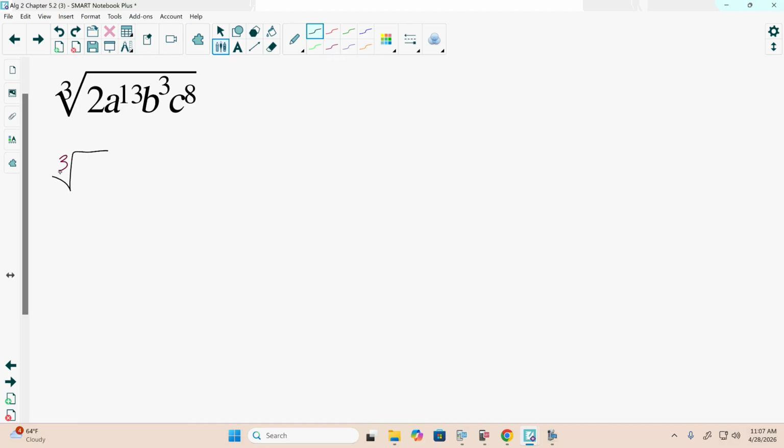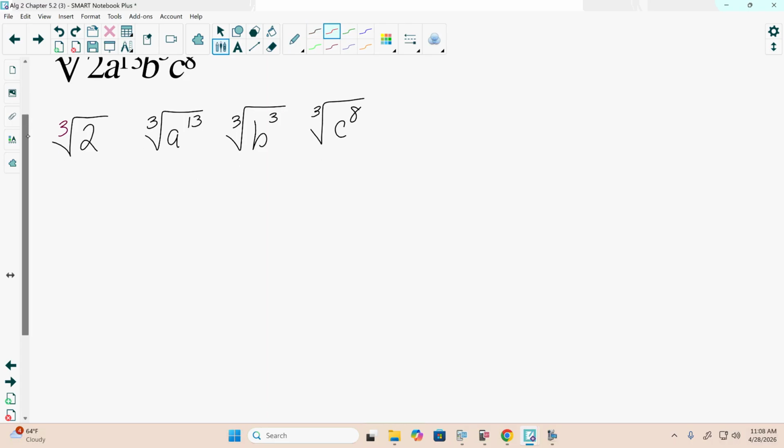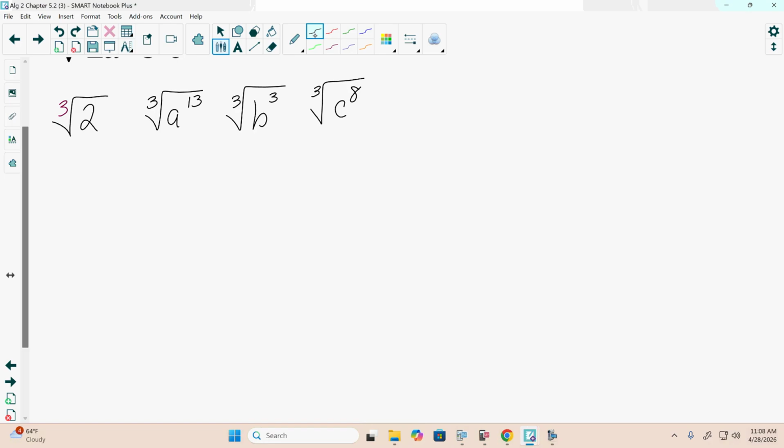Now, just like the last one, we're going to break this into its parts. And luckily enough, they were nice with at least 2 of them. And one of them is the cubed root of 2. 2 is prime. Can't take the cubed root of it, can't reduce it without turning it into an irrational number. Cubed root of a to the 13th.